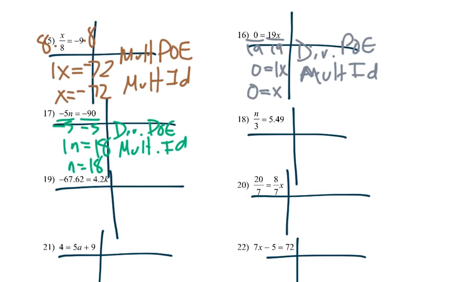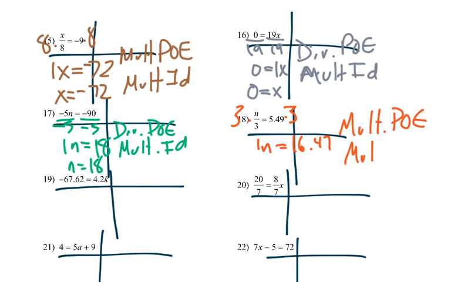And on question 18, it's n divided by 3, so we're going to times both sides by 3. Okay, that gives us 1n equals 5.49 times 3, and that's 16.47. So we used the multiplication property of equality. Then to drop the 1, we use the multiplicative identity, and we get n equals 16.47.